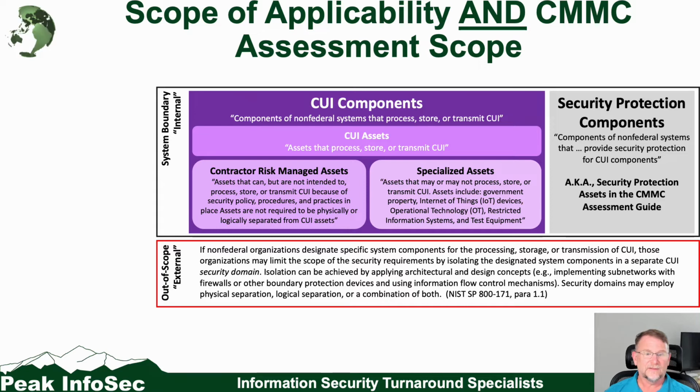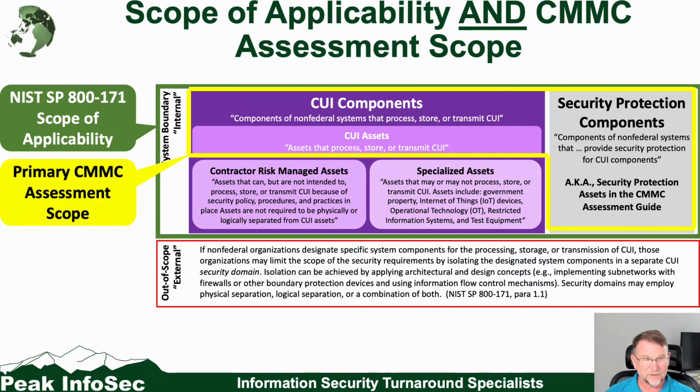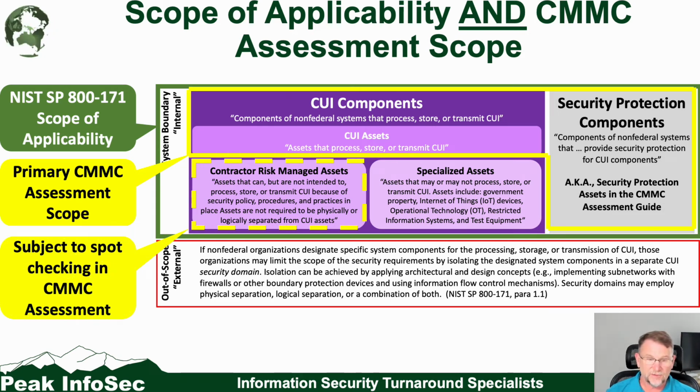Now, when we look at this, pulling back out, let's re-emphasize this. This is your scope of applicability for where you need to apply 800-171 requirements. Your CMMC primary assessment scope is your CUI assets and your security protection components, also known as security protection assets. Secondary scope is going to be your contractor risk managed assets, subject to spot checking, i.e., let's make sure that secretary or that receptionist really doesn't have access or has not received CUI. We'll spot check those, so you're not going to get away from that.